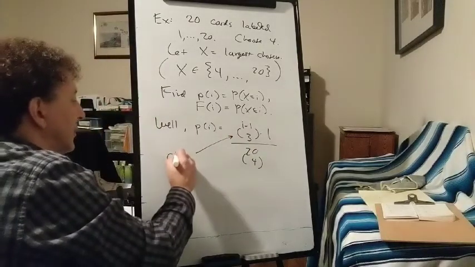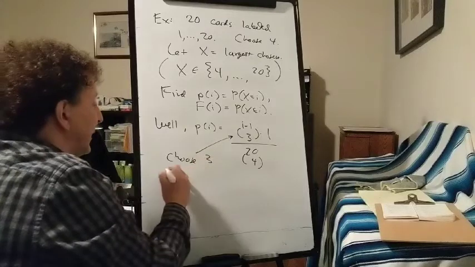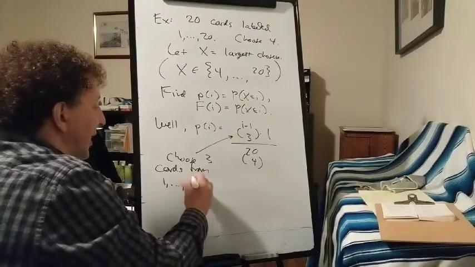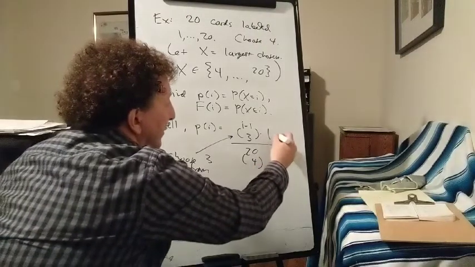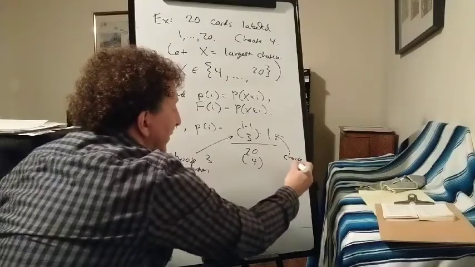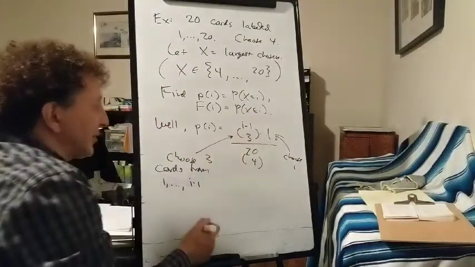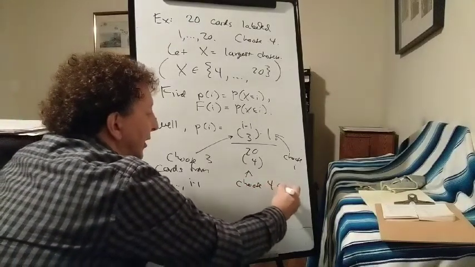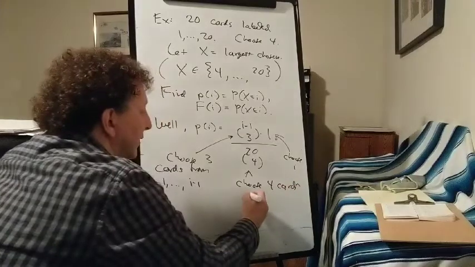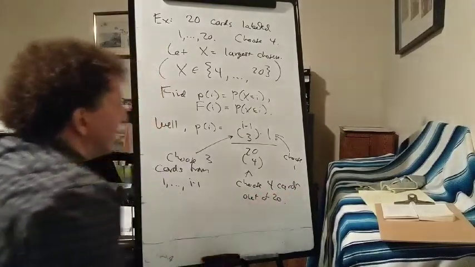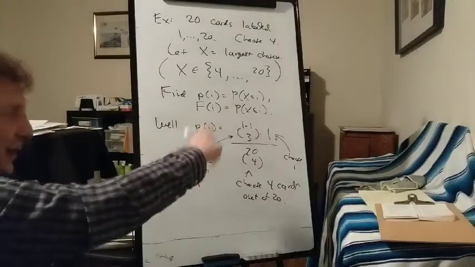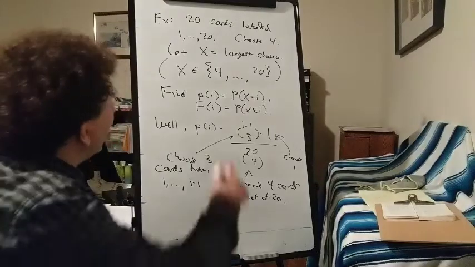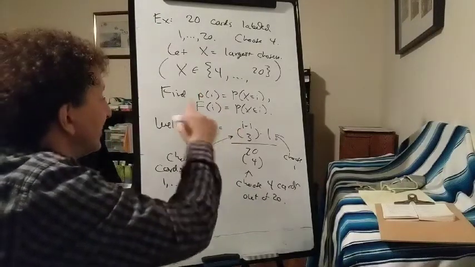So this again is, we're going to choose 3 cards from 1 through i minus 1. And then we're going to choose i in exactly one way. That'll be the largest card. And 20 choose 4 is the total number of ways to choose 4 cards out of 20. Okay, so this fraction, of course we can erase the 1, is our probability that the largest card is i.